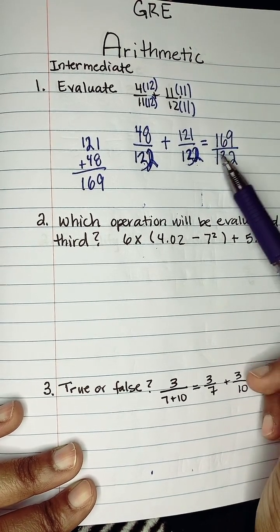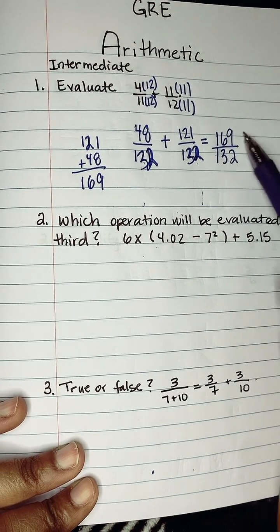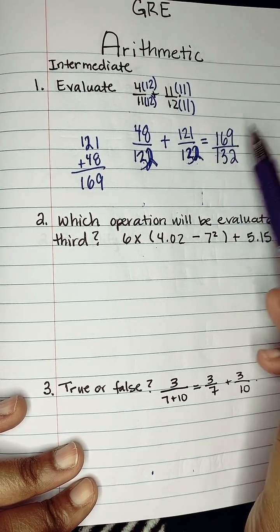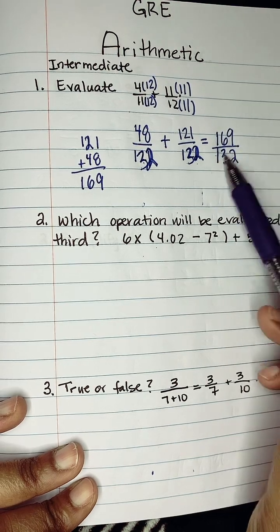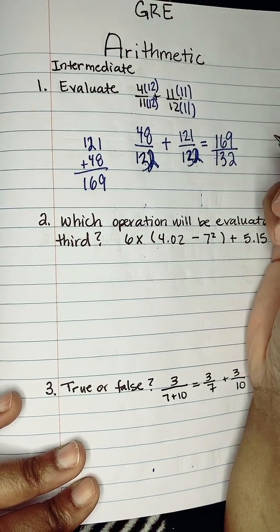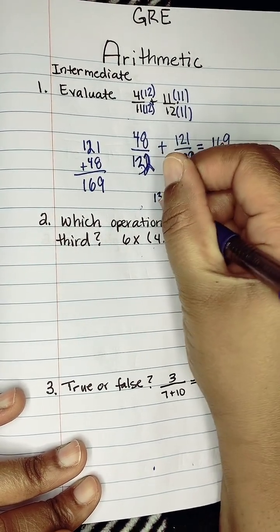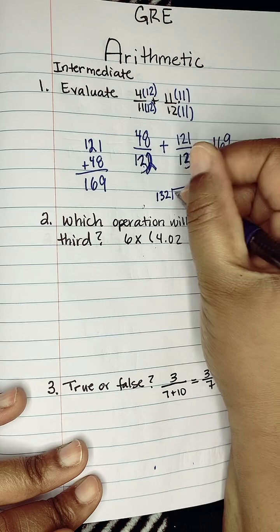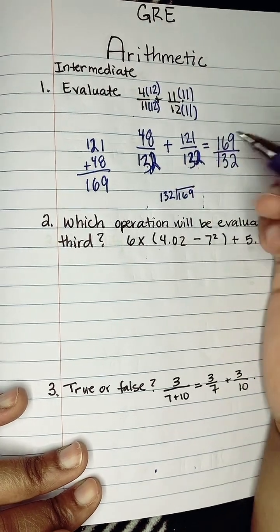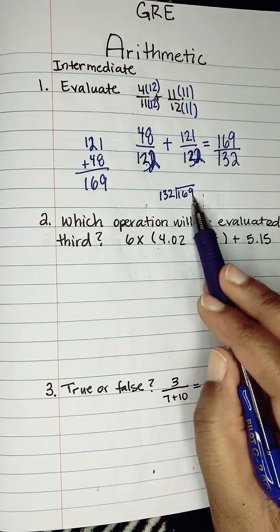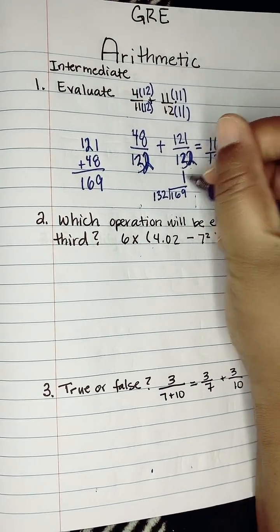Because our numerator is bigger than our denominator. And most times, sometimes they'll leave it like this, but they might want it as a mixed number. So let's give them both answers, okay? So let's do 132 into 169. So how many 132 can we fit into 169? Well, 1.